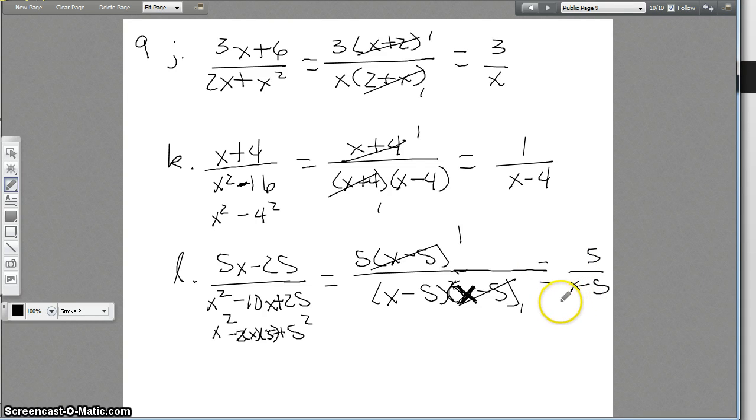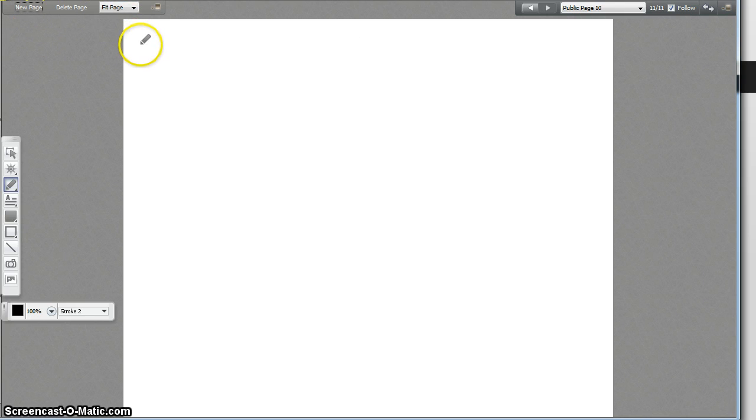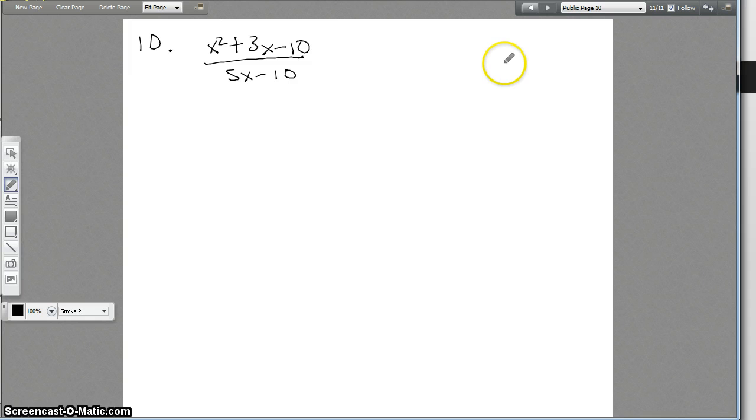So that was number 9, which is just like number 16 that I assigned as homework. The last one that we're going to do here is number 10. Number 10 is just like number 17 that was assigned as homework. So you're going to be given 2 expressions. On the left, we have x squared plus 3x minus 10 over 5x minus 10. And on the right, we have x plus 5 divided by 5.